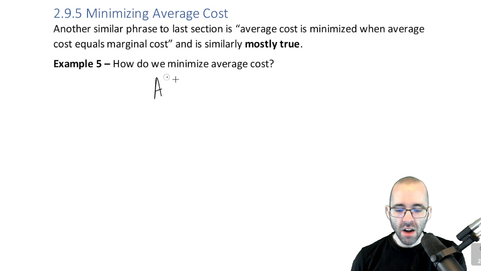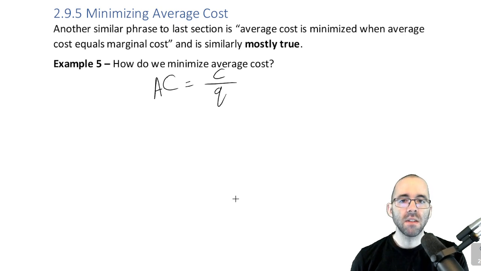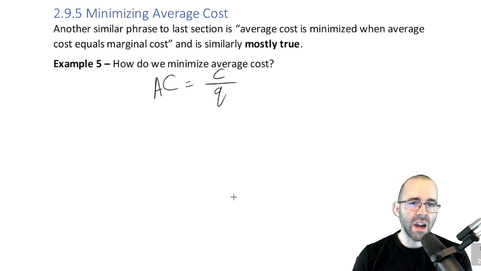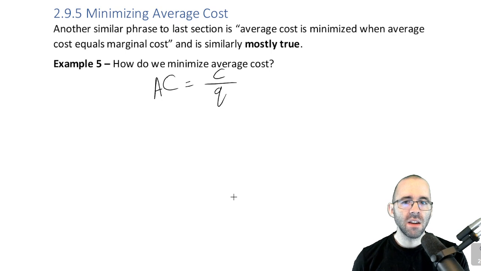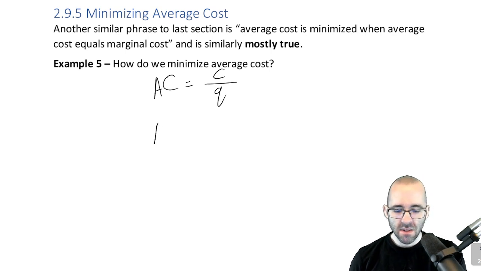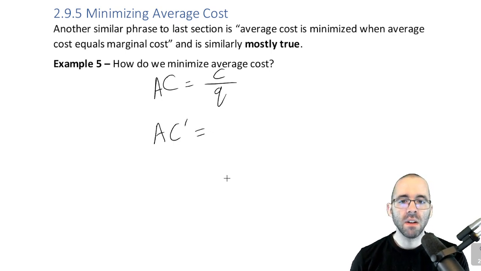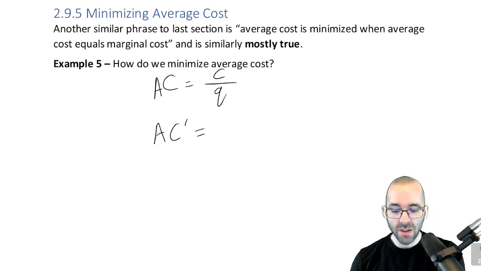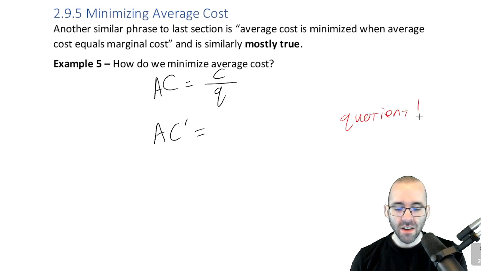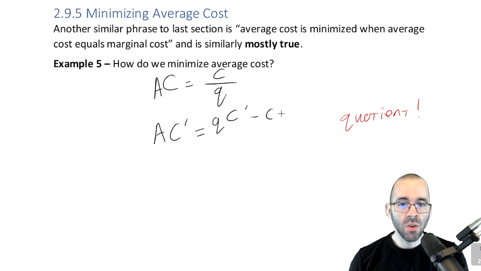Remember that average cost is your total cost divided by your quantity. You can call quantity Q or X. So this is minimized when the derivative equals 0. To take the derivative here, we need the quotient rule. Quotient rule says low d high minus high d low.